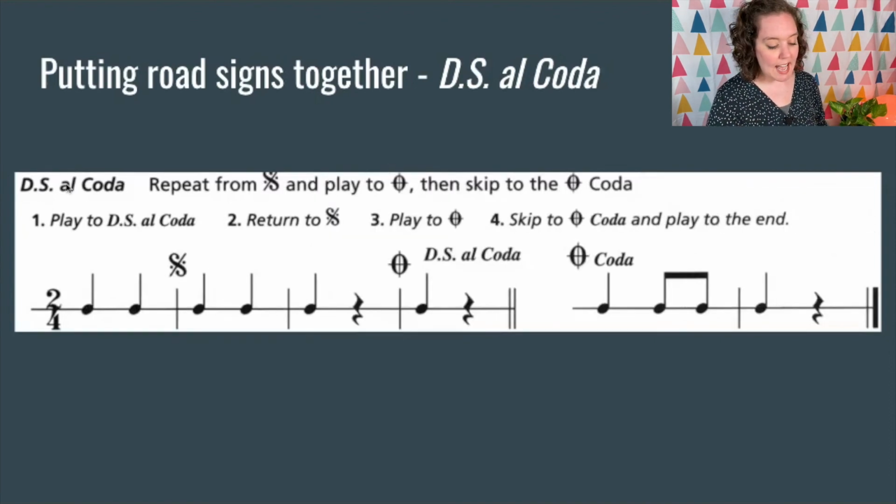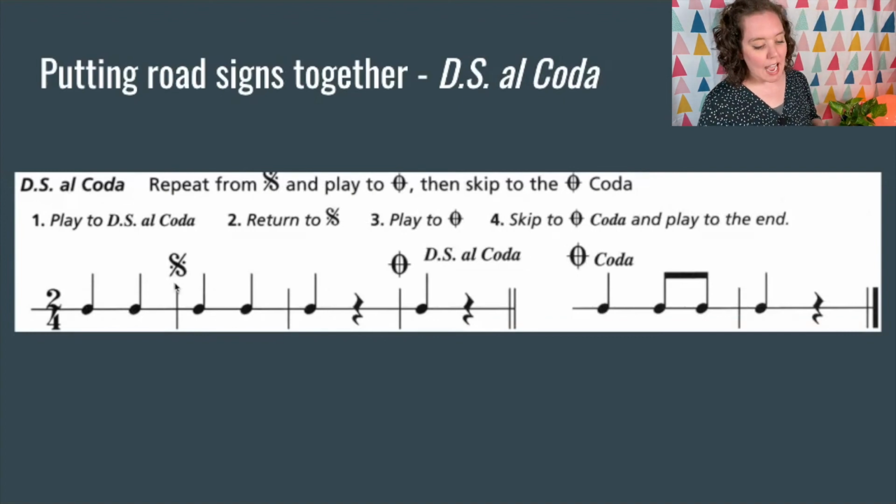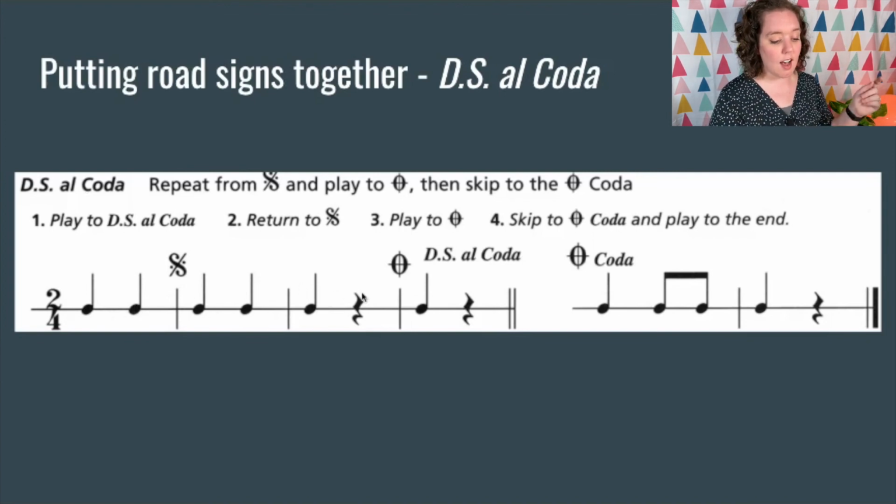All right. And last one, DS al coda. So now we're not going to go back to the beginning. We're going to go back to the sign, and then we're going to go to the coda. So starting at the beginning in 2/4, ta, ta, ta, ta, ta, rest, ta, rest. Here's my instruction, DS al coda. So it means go back to the sign, ta, ta, ta, rest. Now I'm seeing this coda sign a second time. Follow it to that added ending and go to the end. Ta, ta, ta, ta, rest.